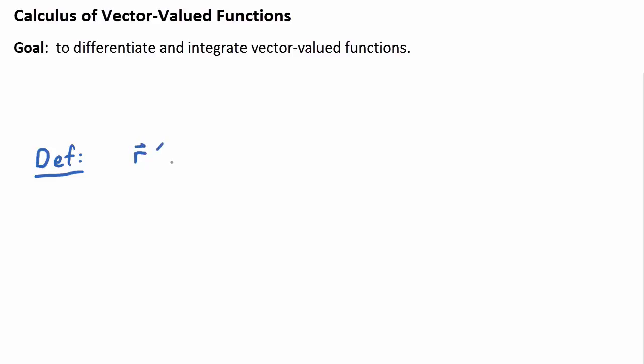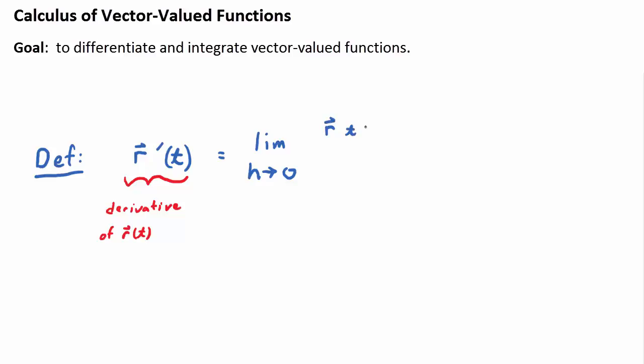r prime of t, using the prime notation. Okay, what does this stand for? This is the derivative of the vector valued function r. So, what is it? Well, it should involve a limit, I would think, right? A limit as h goes to 0 of r of t plus h minus r of t, all over h. Assuming this limit exists, which it doesn't always, okay?